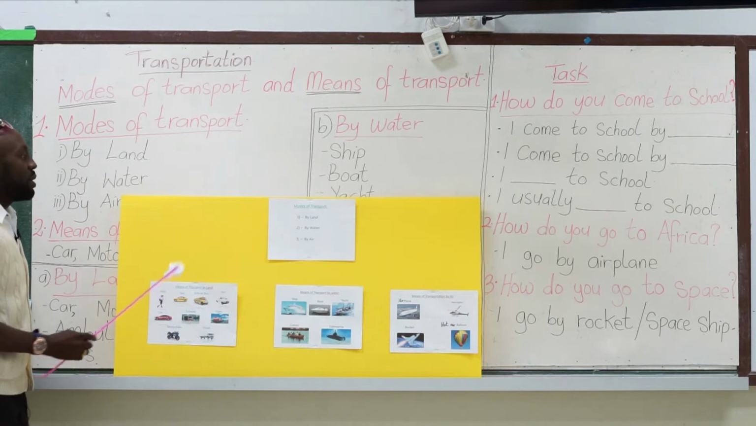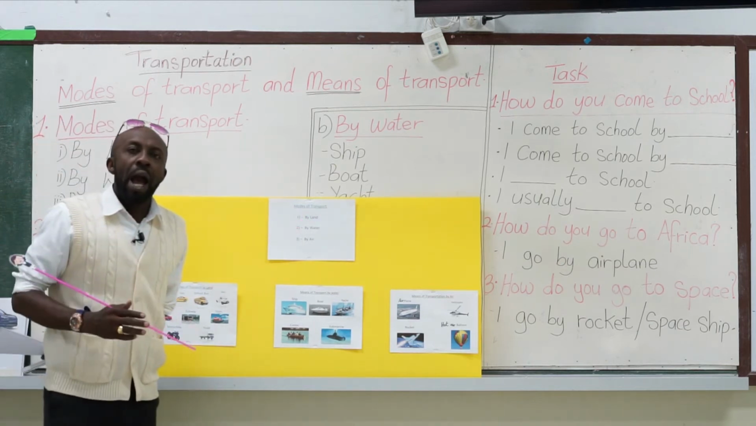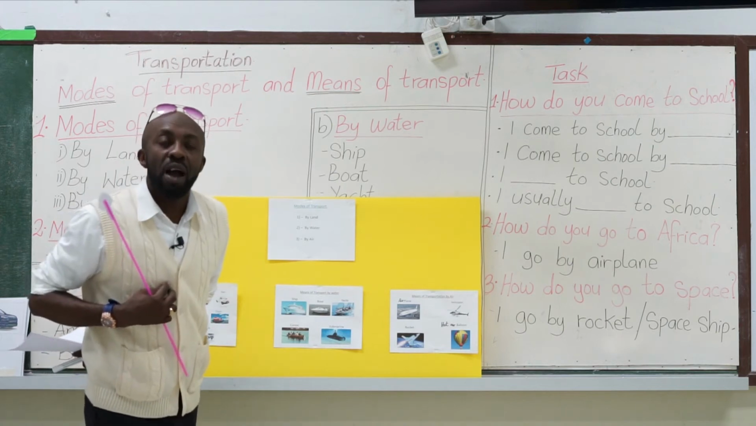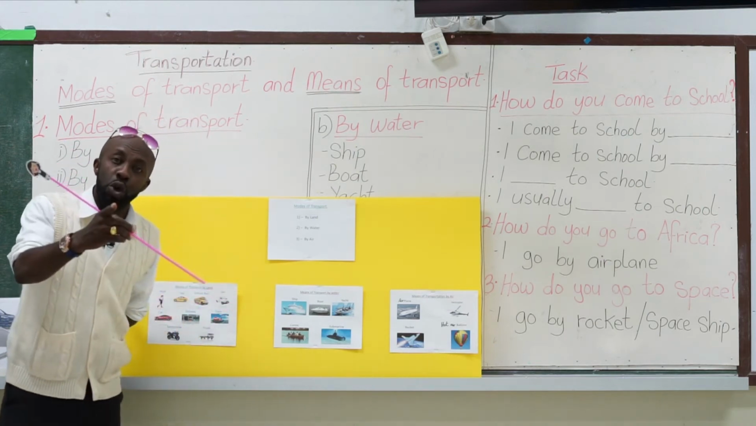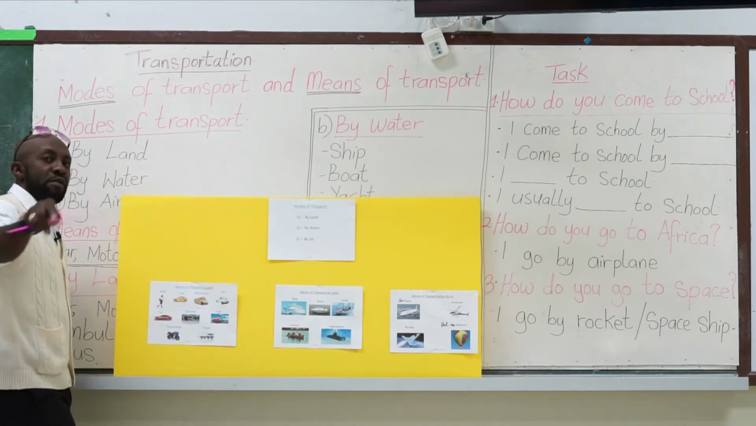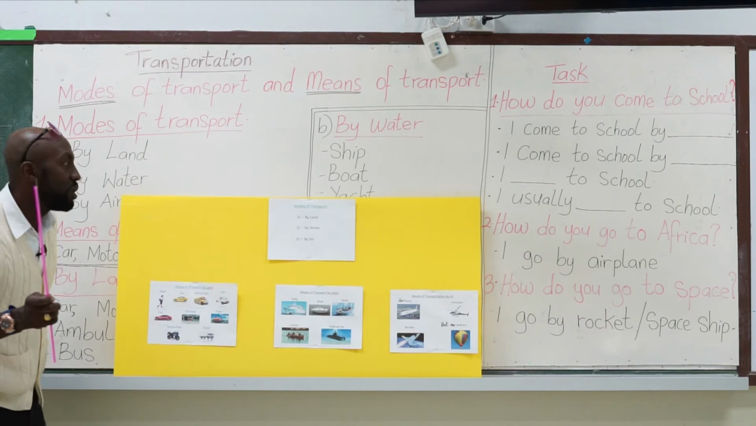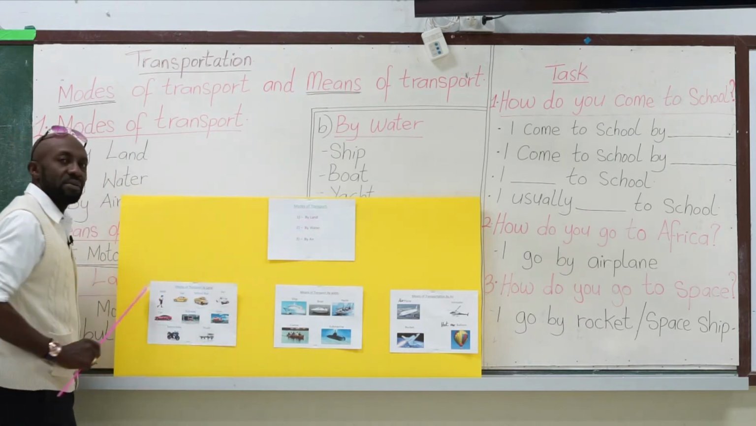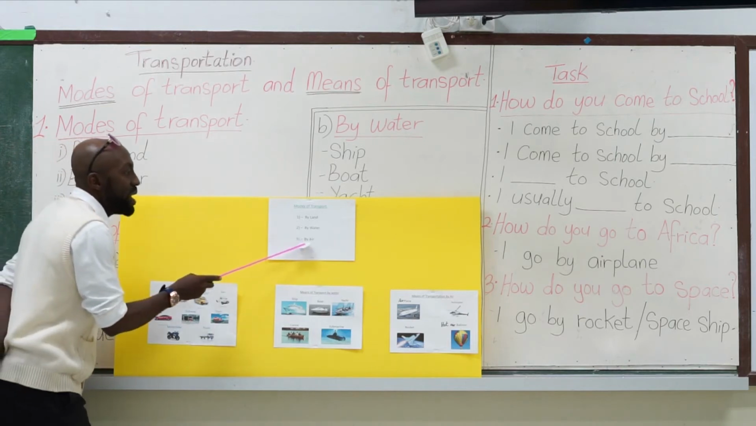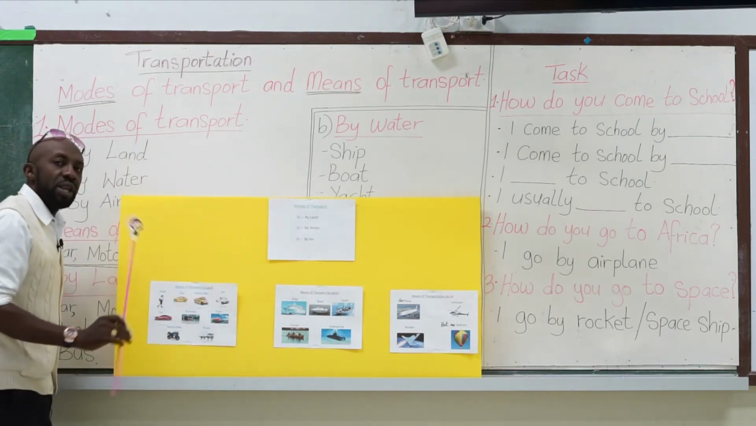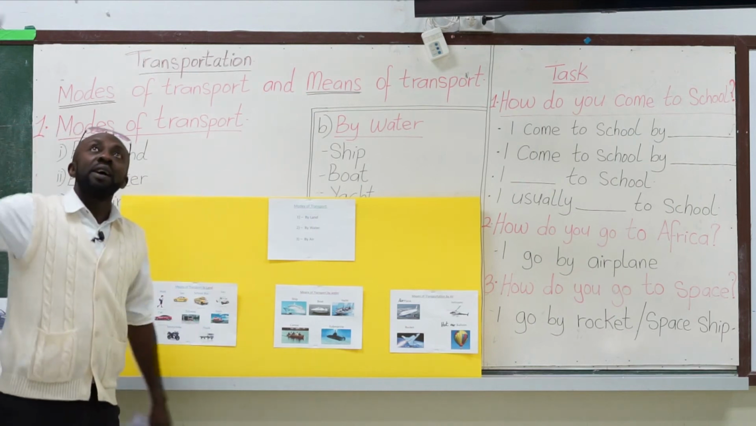Okay, so you have modes of transport. Now, I would like students to repeat after me. Every student should repeat after me. Do you understand? Okay, so everybody say modes of transport. Good. By land, by water, or by air. So these are the three modes of transport: land, water, air.